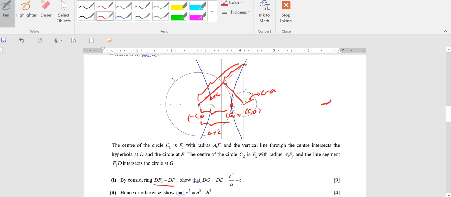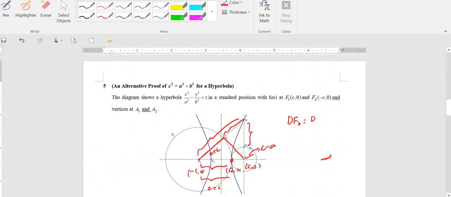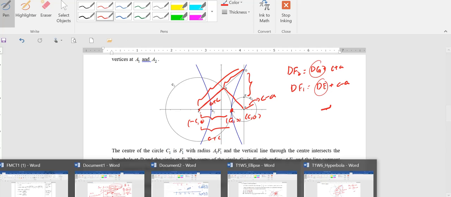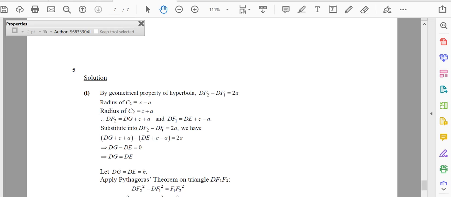All right. So therefore your DF2 will be equal to DG plus c plus a, whereas your DF1 will be equal to DE plus c minus a, right? So if you go with that, you'll be able to bring out DG and DE in your working. So the difference is equal to 2a, so that will immediately, right? So we have that.